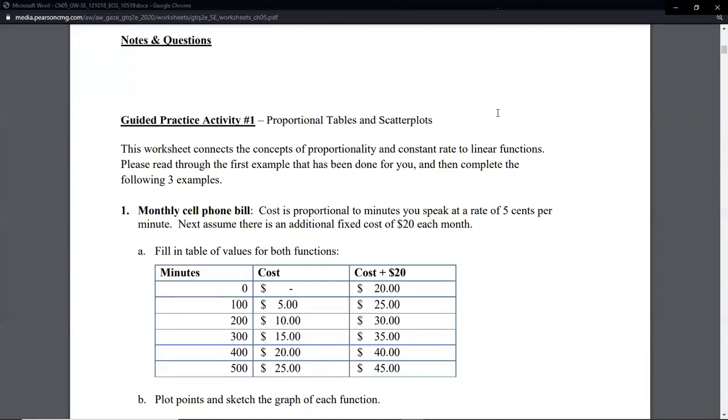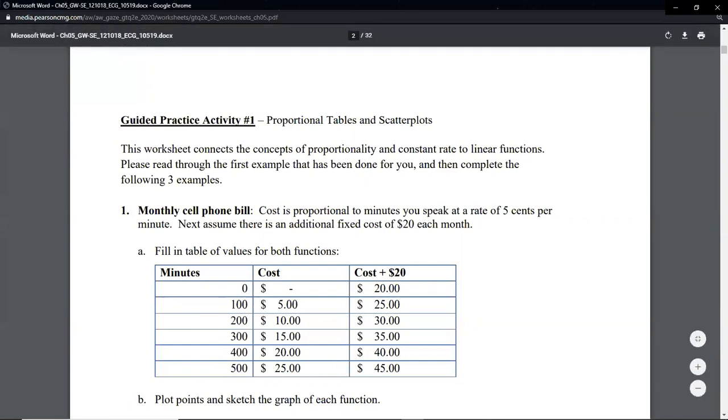Most plans aren't just pay by the minute. They're, all right, if you don't talk at all, you're still going to pay 30 or 40 bucks. If you talk forever, you're probably going to pay 35 or 40 bucks maybe, I guess. But we're going to do it based on these numbers. So cost is proportional to minutes you speak at a rate of 5 cents per minute. Again, that is what we saw earlier. This is nothing new. Cost is proportional, which means if you double one, you double the other.